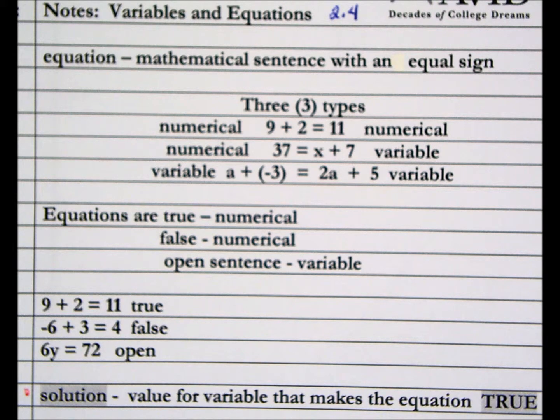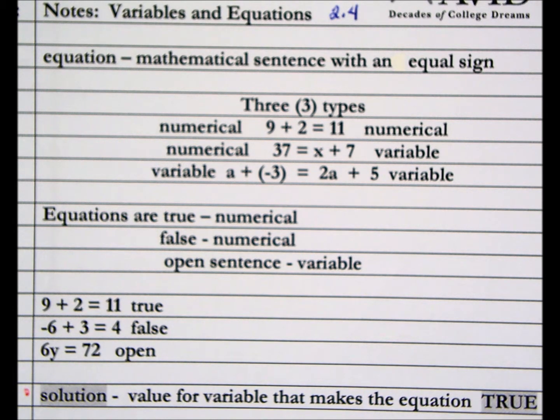These notes are on 2.4 variables and equations, and your reference pages are pages 78 to 81 in your pre-algebra book. When we talk about an equation, we talk about a mathematical sentence with an equal sign. Up to now, we've only been simplifying expressions. They don't have an equal sign. But now we're going to move into equations.